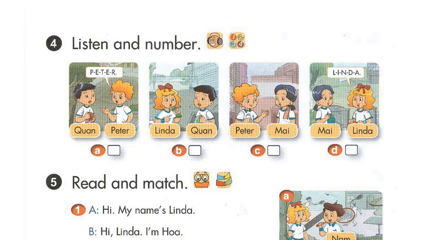Page 15. Lesson 2. Activity 4. Listen and number. 1. My name's Peter. Hello, Peter. My name's Mai. 2. My name's Linda. What's your name? Hi, Linda. My name's Gwun. 3. How do you spell your name? L, I, N, D, A. 4. How do you spell your name? P, E, T, E, R.